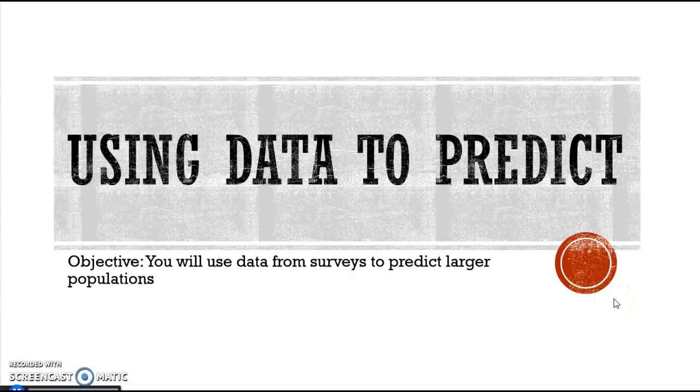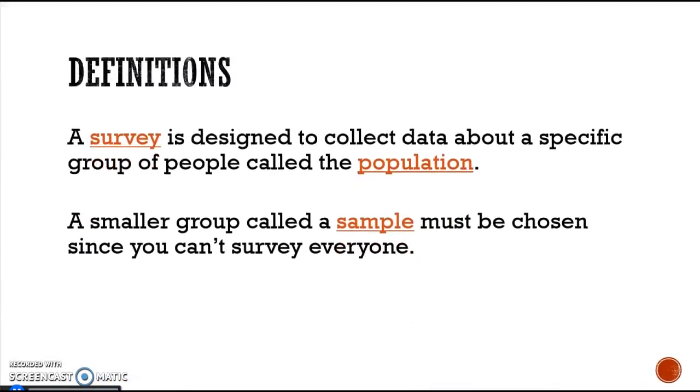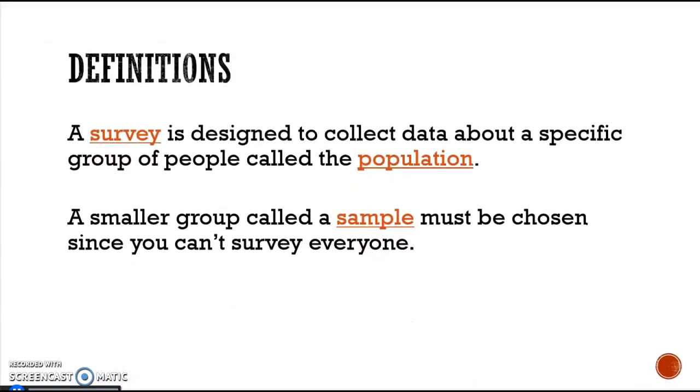This lesson is about using data from surveys to predict larger populations. A survey is designed to collect data about a specific group of people called the population. A smaller group called a sample must be chosen since you can't survey everyone.